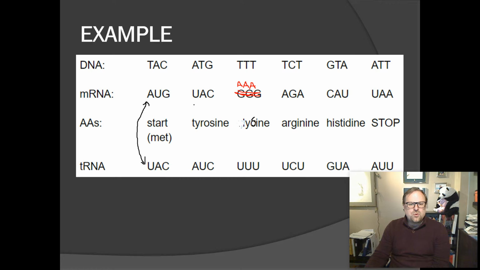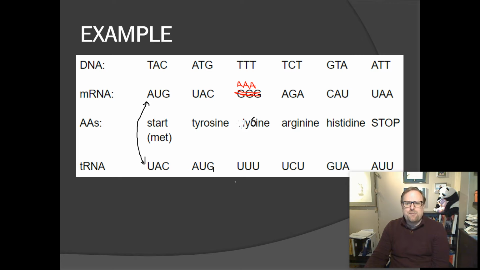Then U, the opposite is A, the opposite is U, and then I made another mistake here. This should be a G, right? So this should be an AUG. And then AAA should be UUU. I got that right. And then A should be a T, G should be a C, A should be T, but instead we're replacing it with U's. So I hope that makes sense for you. That's an example of one of these.